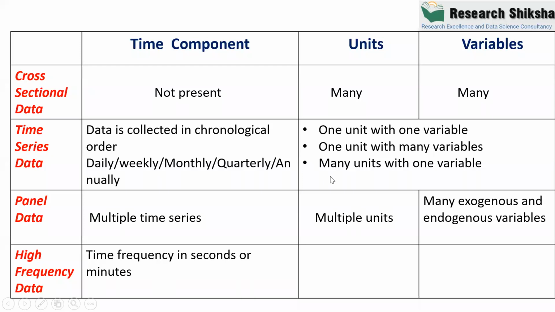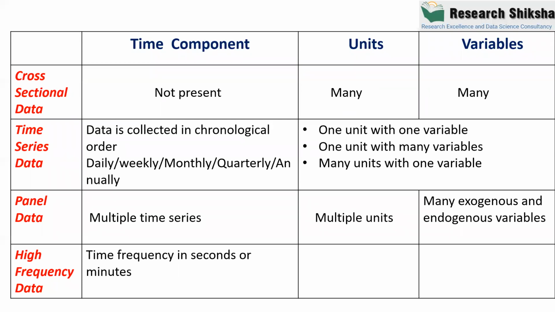Similarly, we can also have many units with one variable. What is the example of many units with one variable? For example, if I want to collect the data of GDP of Brazil, Russia, China, India, all the BRICS countries, if I collect the data of only GDP from 4 countries or from 10 countries, then this data is also known as time series data, right?